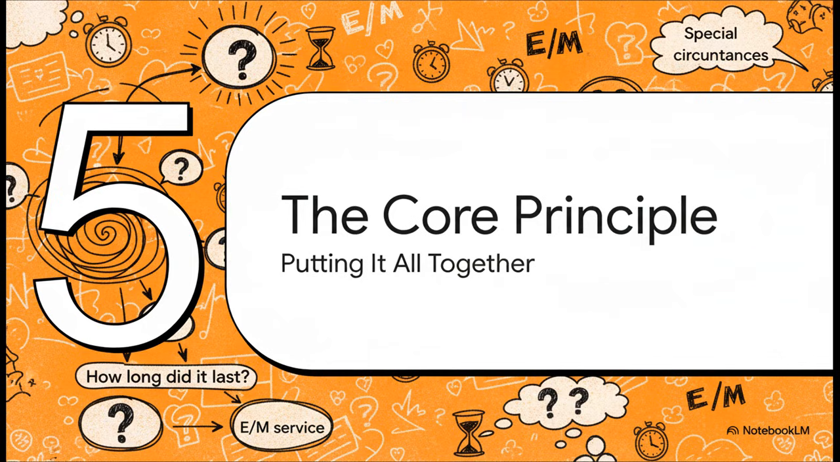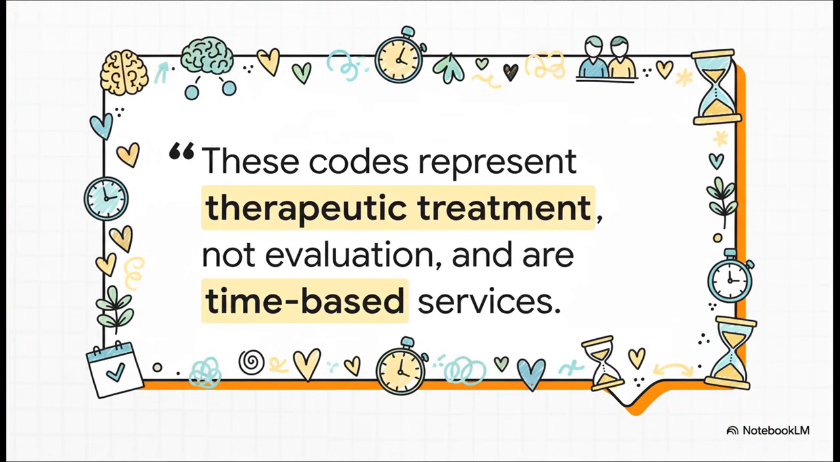So, let's recap. We've walked through our whole decision tree. Is it psychotherapy? Yeah. How long did it last? Got it. Was there an E&M service too? Okay. Any special circumstances? Nope. Let's boil all of this down to the single most important principle you need to lock into your brain. This right here is the key takeaway. If you remember nothing else, remember this. These codes are for treatment, not just evaluation. Their selection is driven by documented, face-to-face time, and the patient has to be there for all or most of it. That's the heart of everything we've talked about.